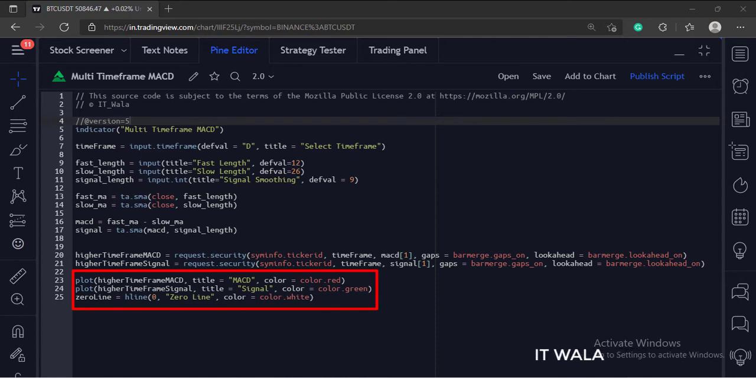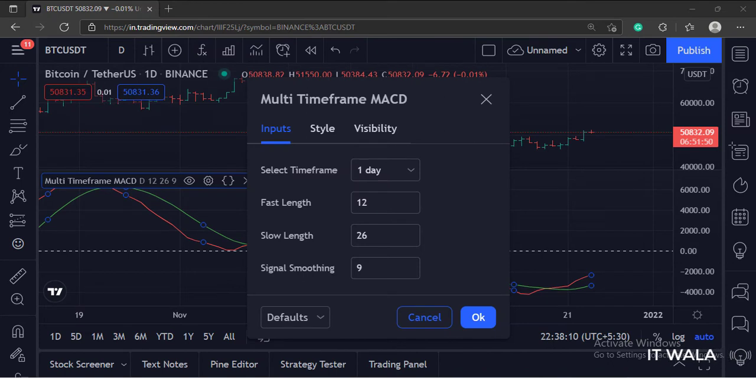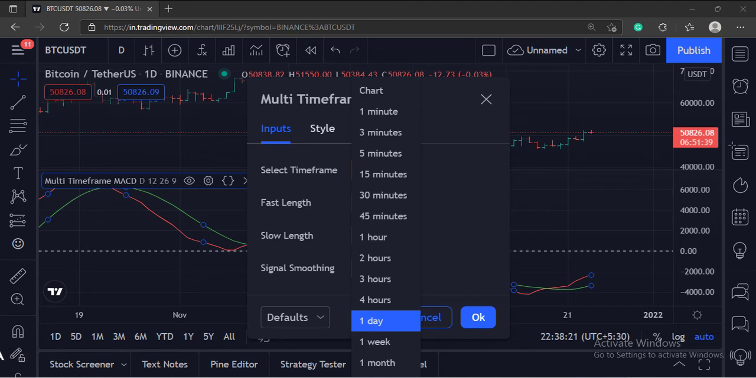Finally, we plot the higher time frame MACD and the signal line. We also plot the zero line. Let's add this indicator to the chart. As you can see, this is the input panel. The current time frame is daily, so I will choose weekly as the higher time frame.